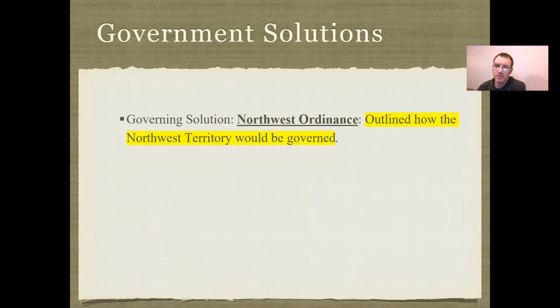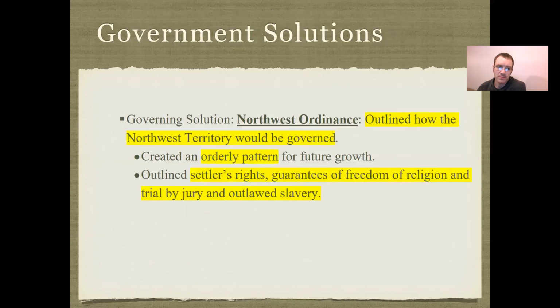So, governing this, how are they going to govern it? Well, they want an orderly pattern, like we talked about, and they want to outline the rights that citizens have in that territory. So what rights do you have? They outlawed slavery. Slavery wasn't allowed. And it's not because they thought, oh, slavery is this terrible thing. It's mainly because they didn't want slaves coming in and taking jobs that white settlers might have. But you get freedom of religion, trial by jury, no slavery, and there's certain rights that come from it.